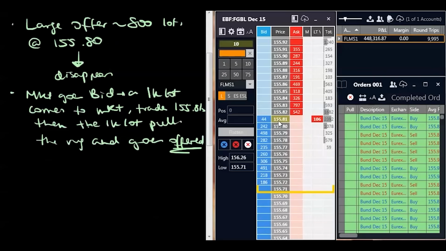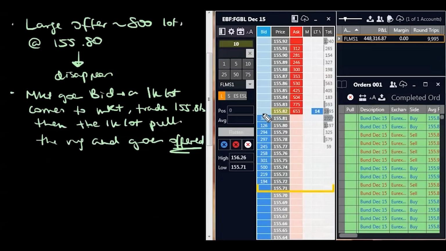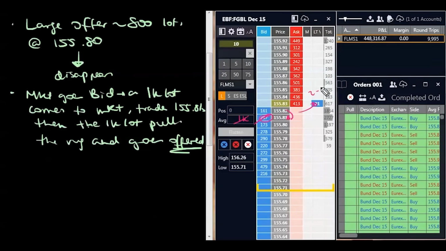The flipper comes in at 81s, goes bid at 82s, but reloads. Someone comes in on the offer at 82s, and then the market goes immediately. Once he pulls his offer at 81s, which was a 1K lot, or 1.5 or 1.2 or whatever it was, the market immediately goes offered. But before that happens, something gets traded: 200 to 300 lots trade at 82s. This gets pulled and immediately goes offered one or two prices.